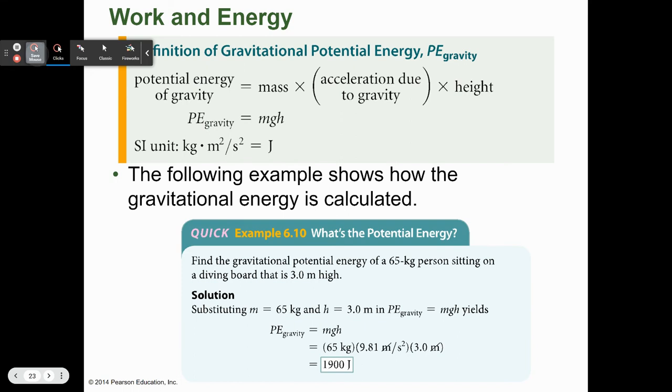Okay, and so potential energy is also equal to mass times gravity times height. Remember that the work-energy theorem says that work is equal to energy. So same thing here. Work is equal to potential energy, gravitational potential energy, which is equal to mass times gravity times height.